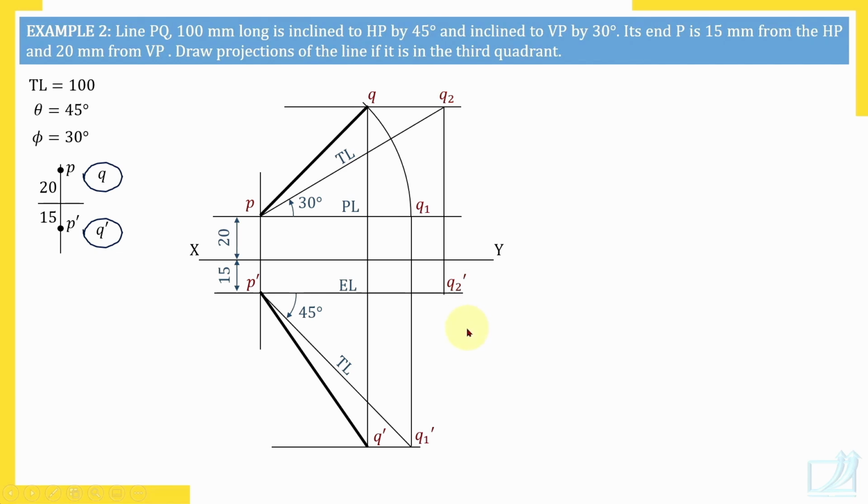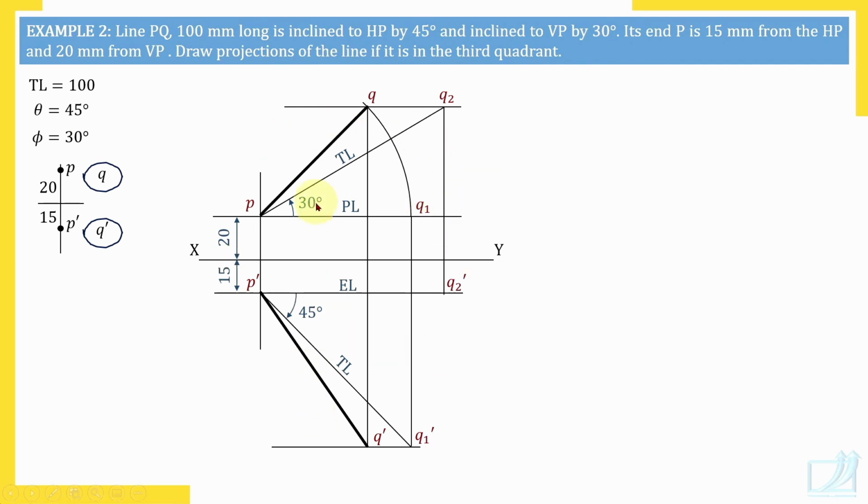Also, one very important thing you should understand in this problem: we measured 45 degrees downwards. That is because it's clearly mentioned that the line is in the third quadrant. That means point Q, the other end, is also in the third quadrant. So top view above, front view below. So we have measured the top view angle upwards and the front view angle downwards. Third quadrant, top view above, front view below. So angles are also measured in that manner. Top view angle I have measured upwards and front view angle 45 degrees I have measured downwards. Okay, so this is the correct drawing.